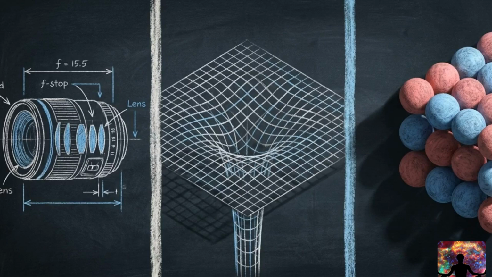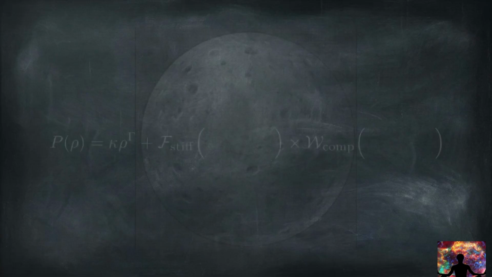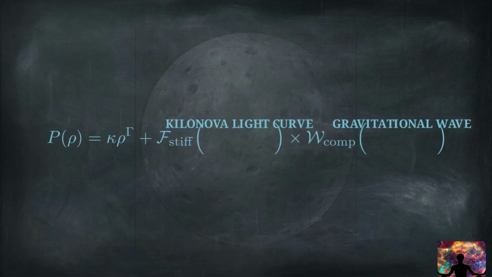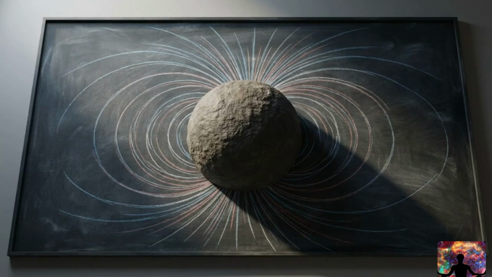This multi-messenger approach, layering light, gravity, and nuclear physics, is the only physical method we have to solve the equation of state. Multi-messenger astrophysics has turned the neutron star into a high-energy particle physics laboratory at a cosmic scale.